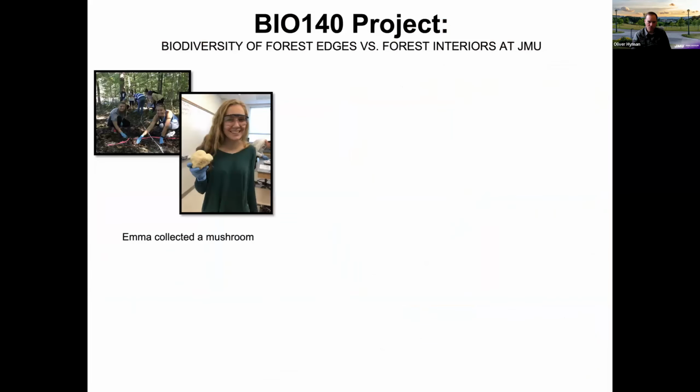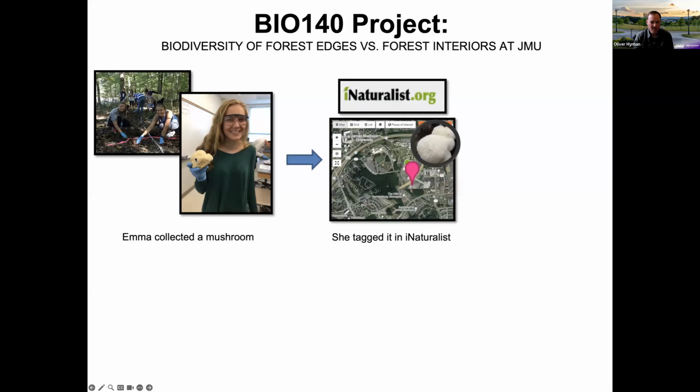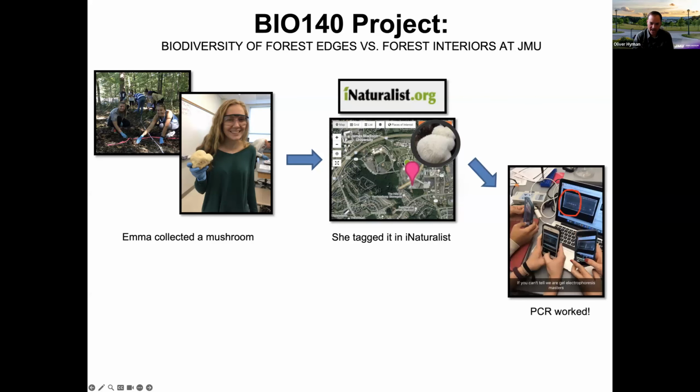So just to walk you through what this looks like from the student perspective, this is Emma. She was part of the mushroom group. They ran their transects. She collected this mushroom. After she collected the mushroom, she added it to this database, this project that we've put together in iNaturalist. You can see her little sample there with an arrow and a picture of it. So she's tagged it there.